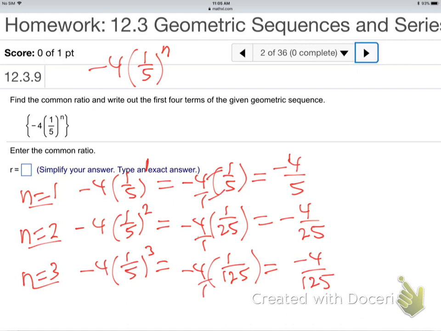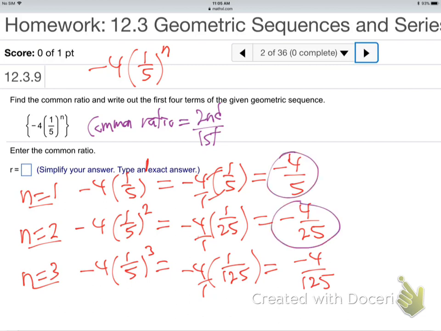Just like that. Now, what's the common ratio? So how do we find the common ratio again? Just take the second term divided by the first term. If you're not sure, if you can't just tell by looking, then just take the second term and divide by the first term. So what do we get? This is the second term. This is the first term. So second term.